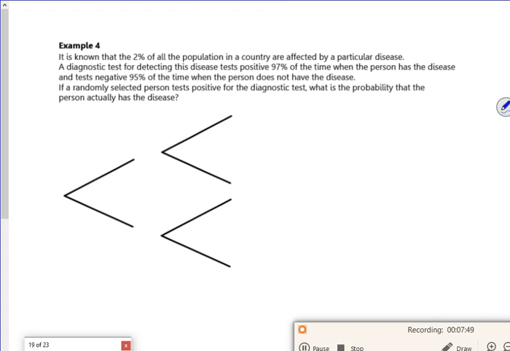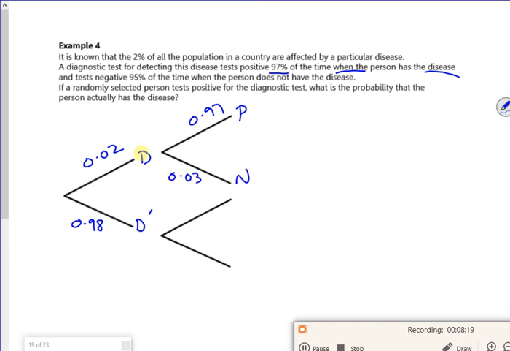So it says it's known that 2% of all the population are affected by a particular disease. So 2% is 0.02. So that means that 98% of people aren't. The diagnostic test for detecting the disease tests positive 97% of the time when the person has the disease. So I've got positive there for 0.97, and 3% if it's negative. And it tests negative 95% of the time when the person doesn't have the disease. So negative is 0.95, positive 0.05.